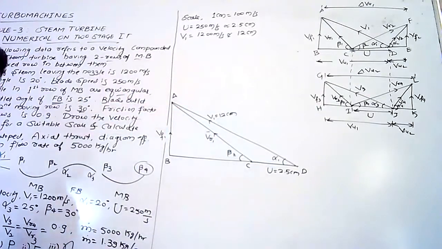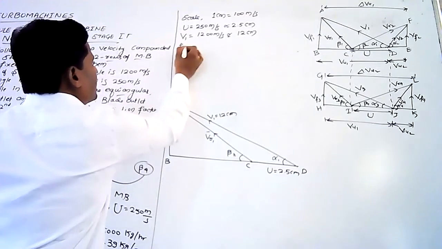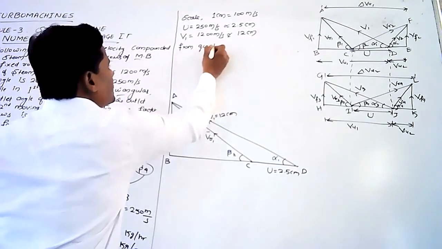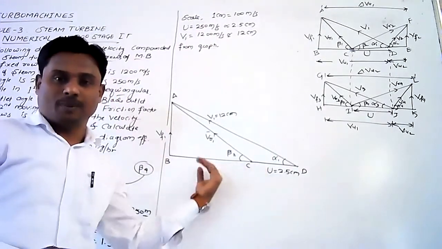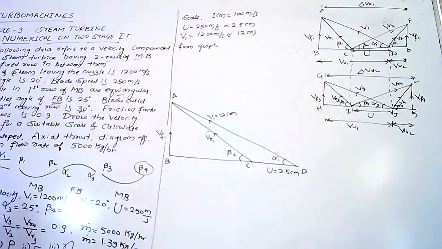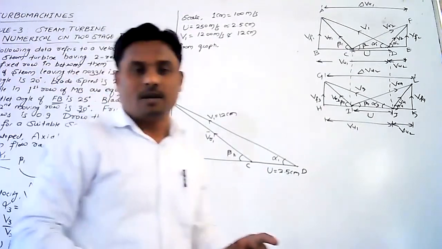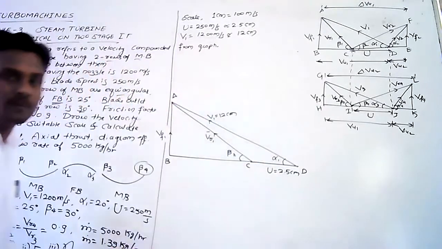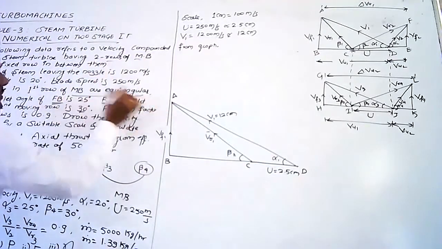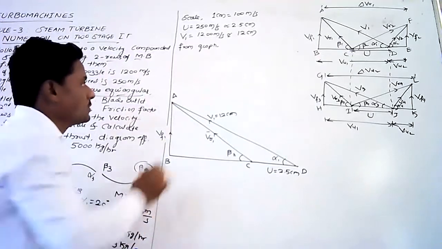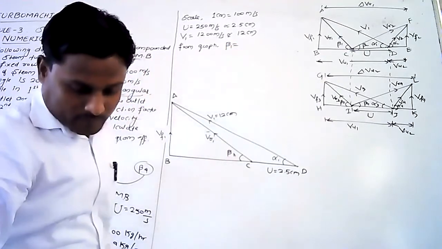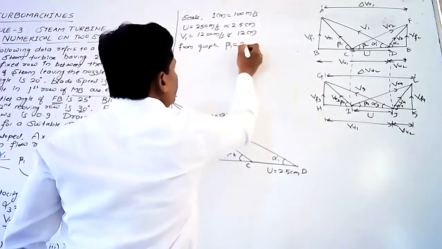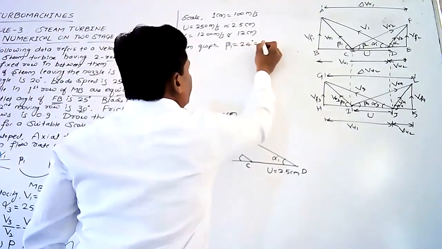Now listen here carefully. From the graph, just measure what is beta 1. Keep the protractor on point C and measure the angle beta 1, which is in clockwise direction. And we know that beta 1 is equal to beta 2, since it is equiangular. In the question itself, it is given that the moving blade angles are equiangular. So that's why we have to take beta 1 equals beta 2. Therefore, from the graph, beta 1 equals 24 degrees, which is again equal to beta 2.